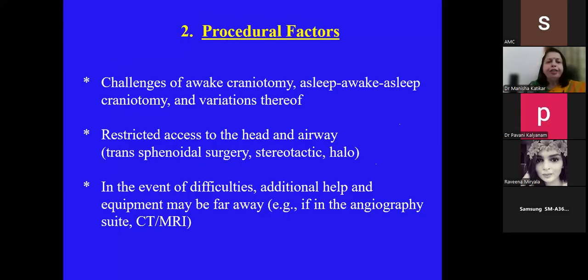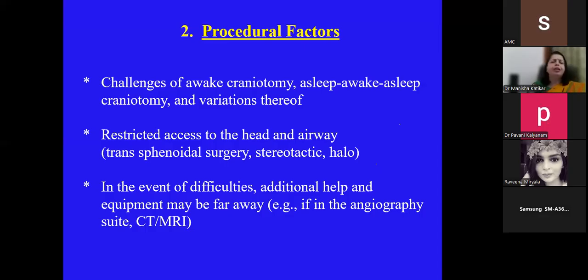What are the procedural factors for difficult airway? We go for awake craniotomies for tumors in eloquent areas, so the airway is not accessible in such situations. Then there are various surgeries like transsphenoidal surgery, stereotactic biopsies, and patients with cervical collar.